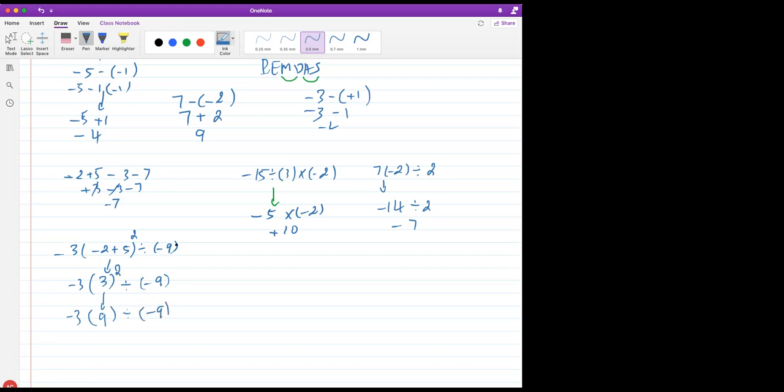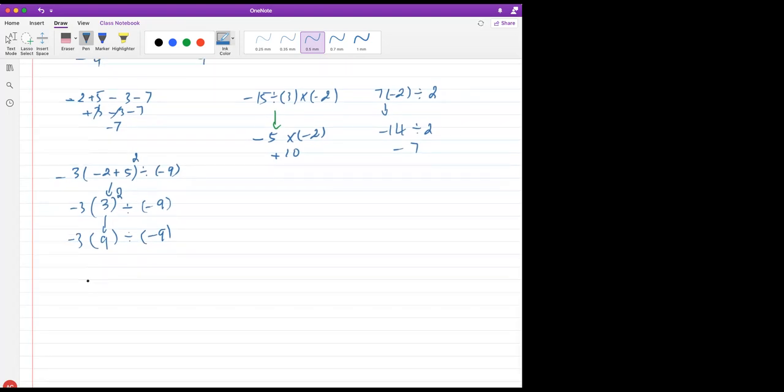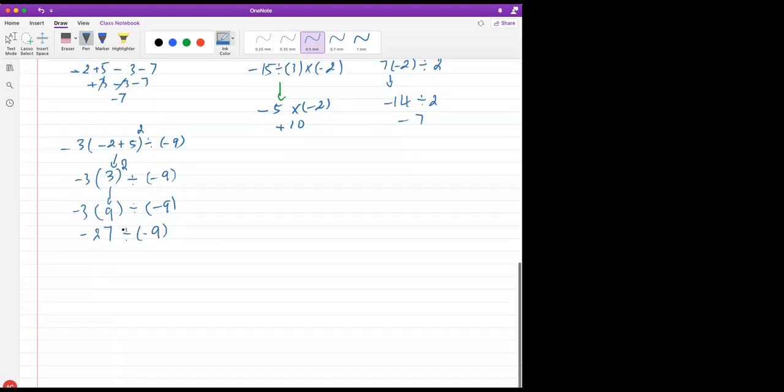Divide -9. All right, we're down to 2 operations. Which one do we do first? Multiplication. That's right. We have multiplication and division. Multiplication first. So negative times a positive would be negative, -27. I'm confused with it. So -27 divide -5. Finally, down to the division.